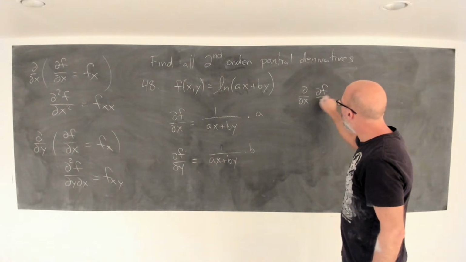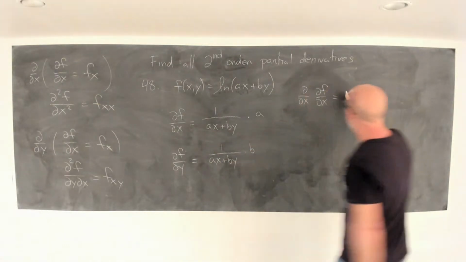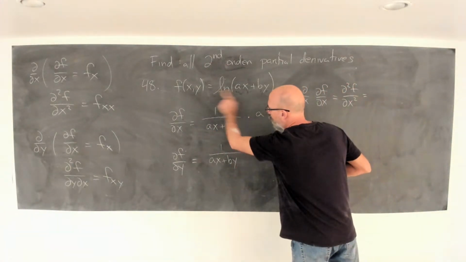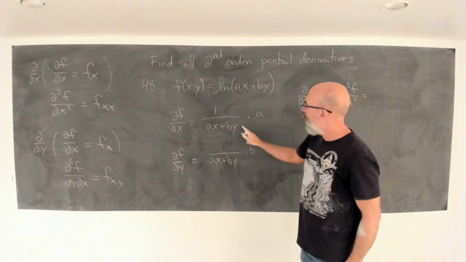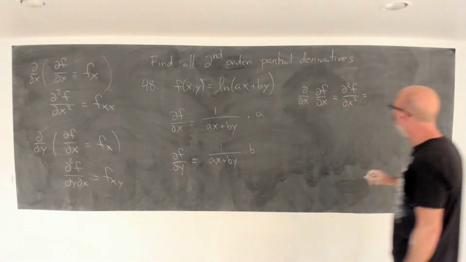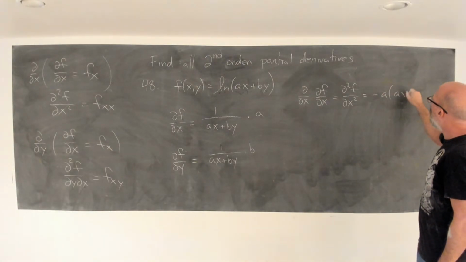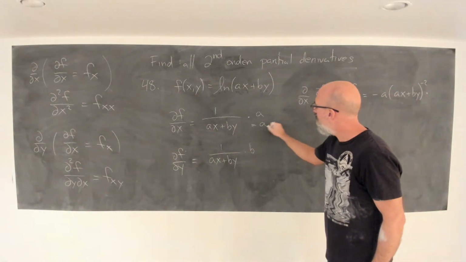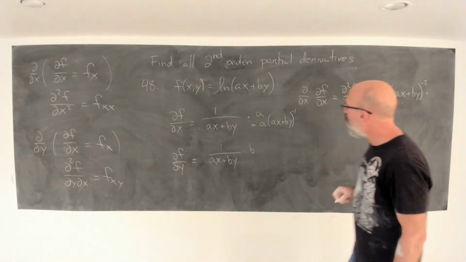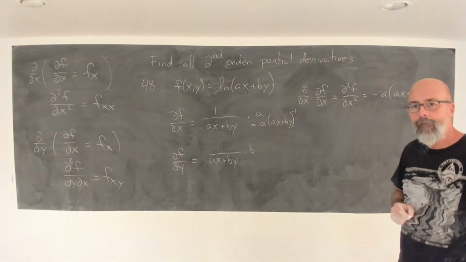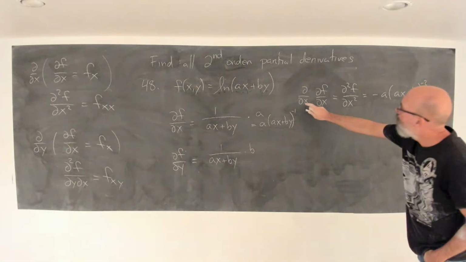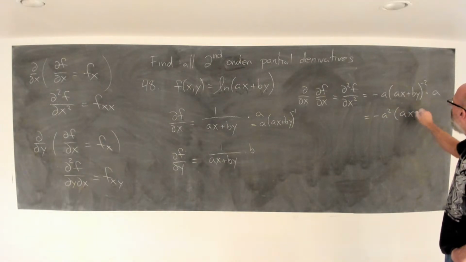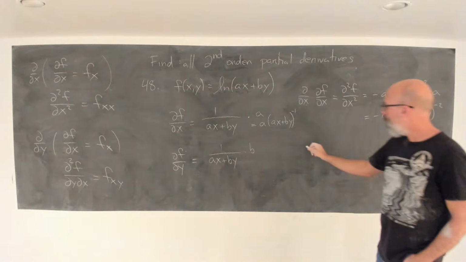If you differentiate df/dx with respect to x, you get the second derivative d squared f by dx squared. So the derivative of this with respect to x, which you can treat as (ax plus by) to the negative 1, you get minus (ax plus by) to the negative 2 times the derivative of the inside with respect to x. So times another a again. In other words, minus a squared (ax plus by) to the negative 2.